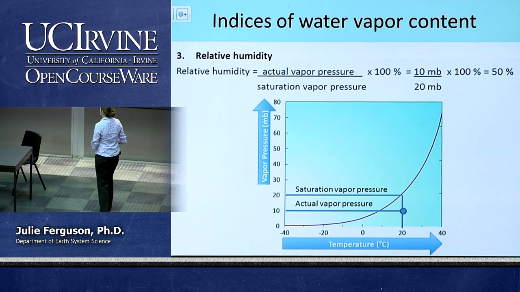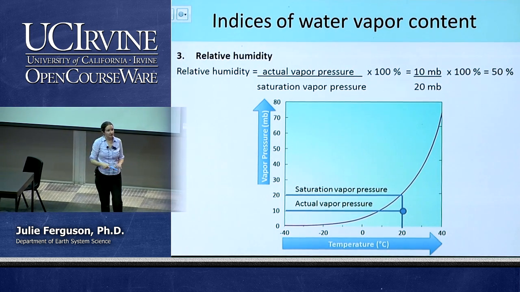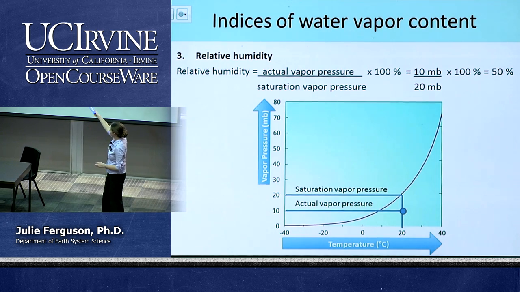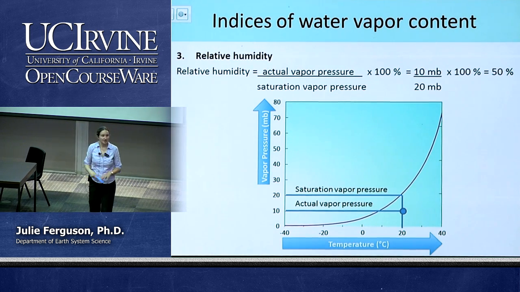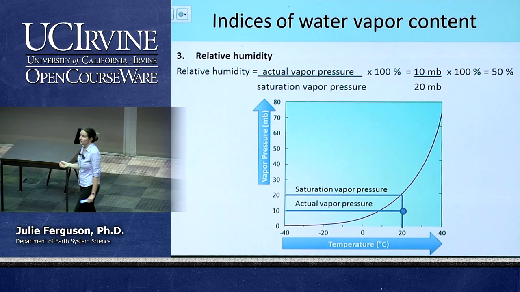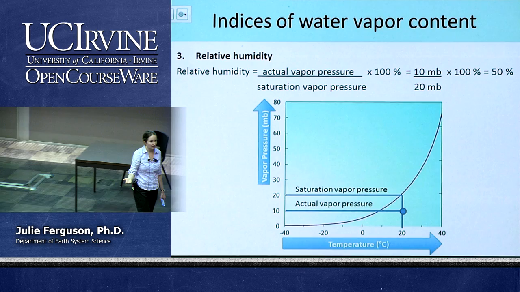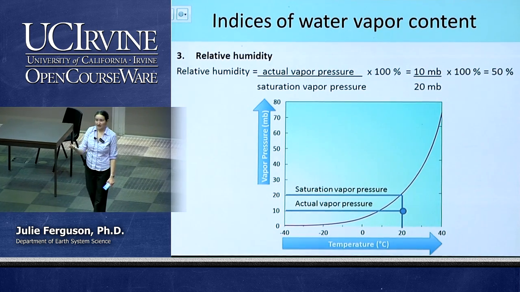So you can see that my little blue dot marks my parcel of air again. You can see that it's at 20 degrees, and it has a vapor pressure of 10 millibars. So the actual vapor pressure here is going to be 10 millibars. That's what's really in the air. Okay? But what could be in the air?